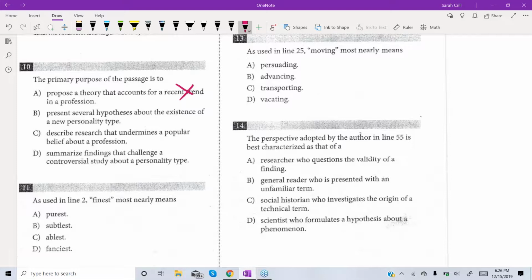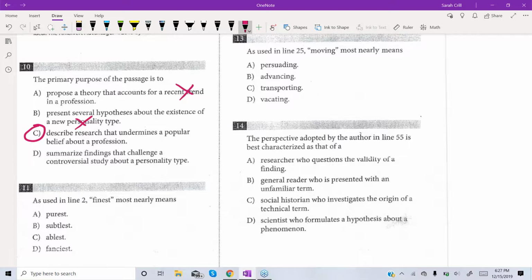So this isn't really about a new personality type, is it? It's recommending, it's not quite about that. It's a little bit different than what the center of the passage really is, the main idea of it. C, describe research that undermines a popular belief about a profession. I would say that's pretty much perfect. That pretty much describes what we just read.